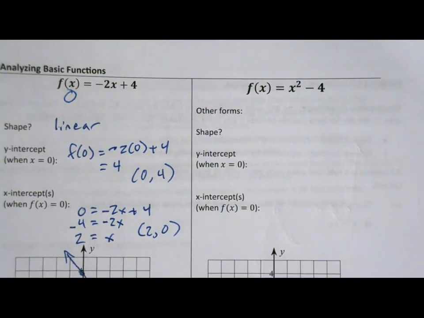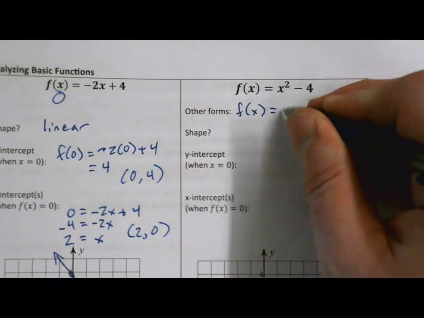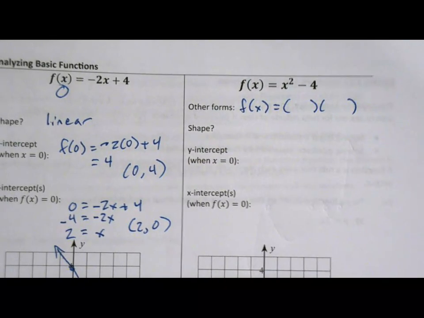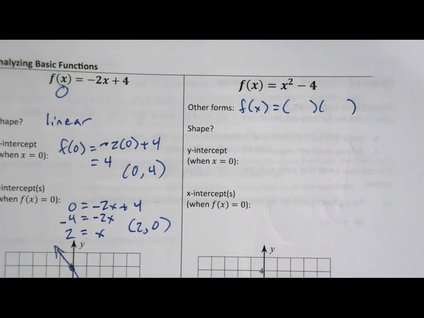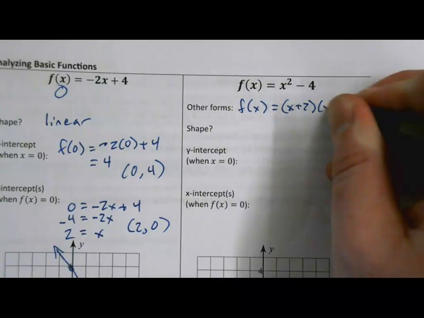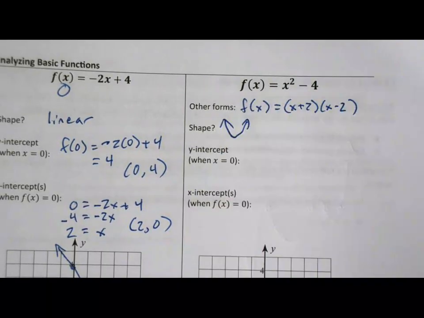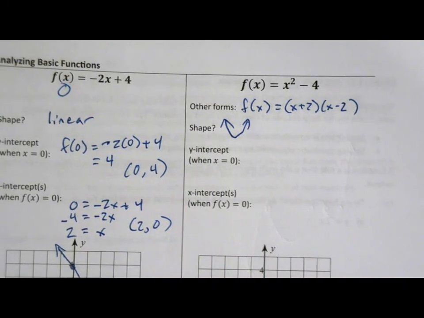Sometimes it's useful when you're looking at a quadratic to write it in other forms. I'm hoping you're all comfortable factoring x squared minus 4. We said it was a parabola, that it was opening upwards. Can you algebraically please find me a y-intercept and some x-intercepts? When we do this, we're plugging 0 in for x or plugging 0 in for y and solving.